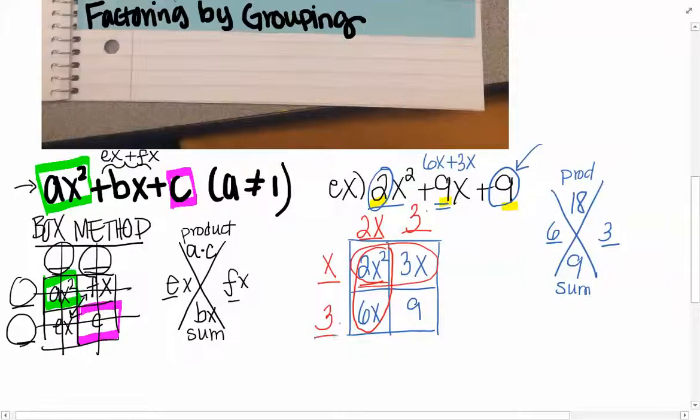And then you can check 3 times 3 would be 9. So these are positive, so it's like there's plus signs in between. So that's your answer. You have two binomials, a 2x plus 3 and an x plus 3. Okay, this is the box method.